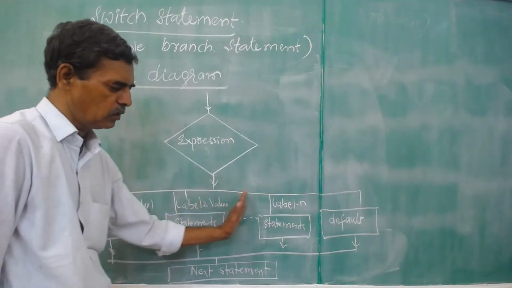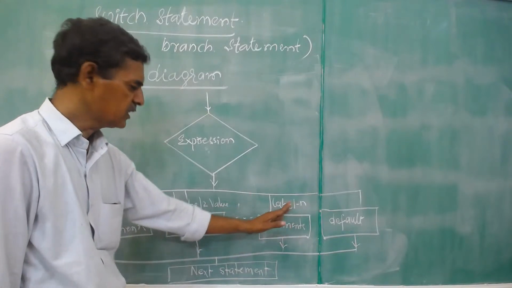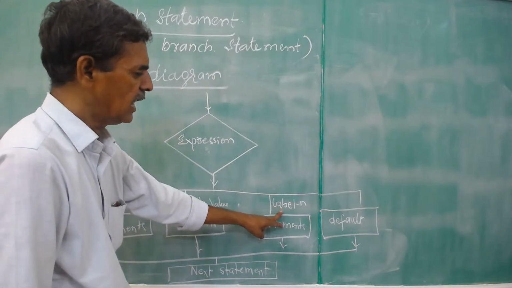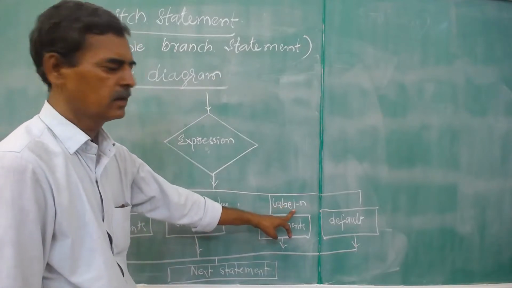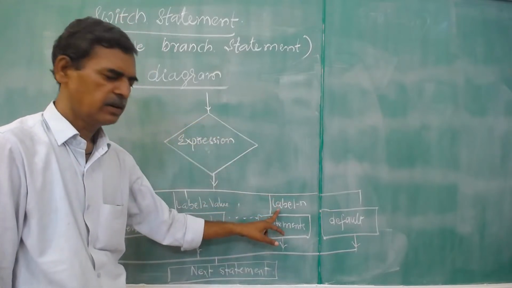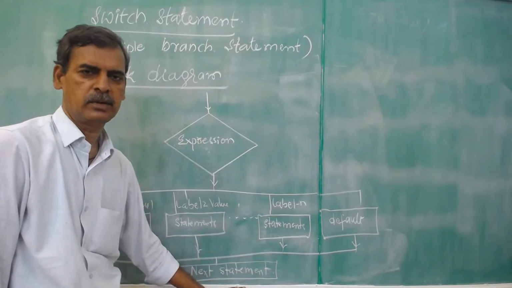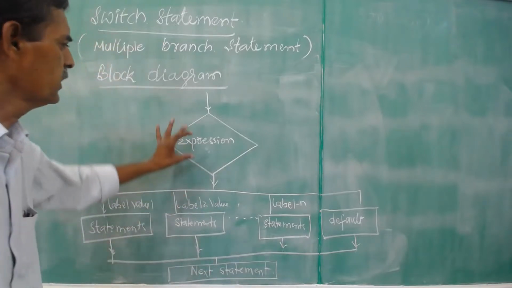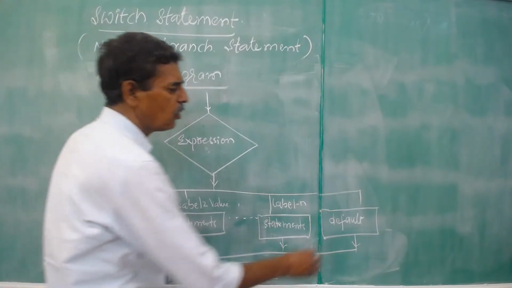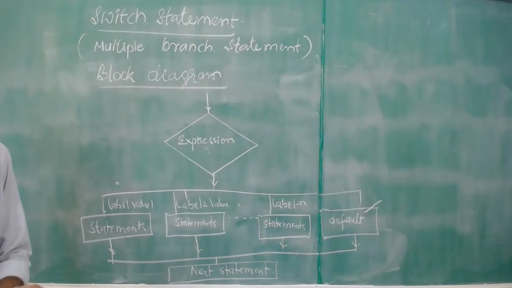Then similarly, it is compared with all the case levels, at the end, case level n. If there is a match between the value of this expression and case level n, then those statements are executed, and then it goes to the next statement. If there is no match between the value of this expression and all the case levels, then the default statement is executed and execution breaks. Then it goes to the next statement.